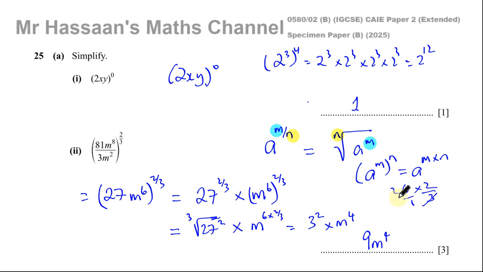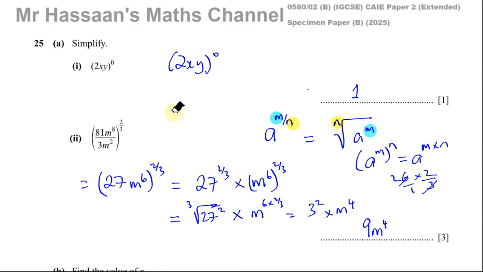So some of these laws of indices, we need to know them very well. It's something very important for us to realize. So there we have the answer to part 2 of 25 part A.